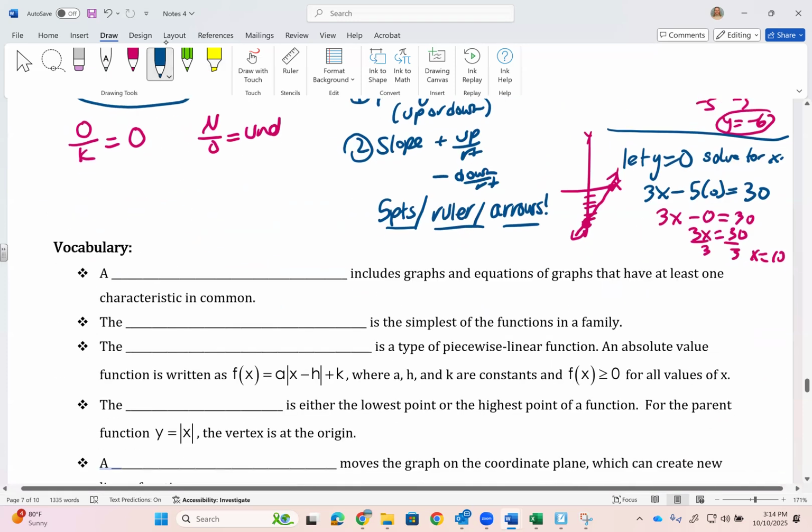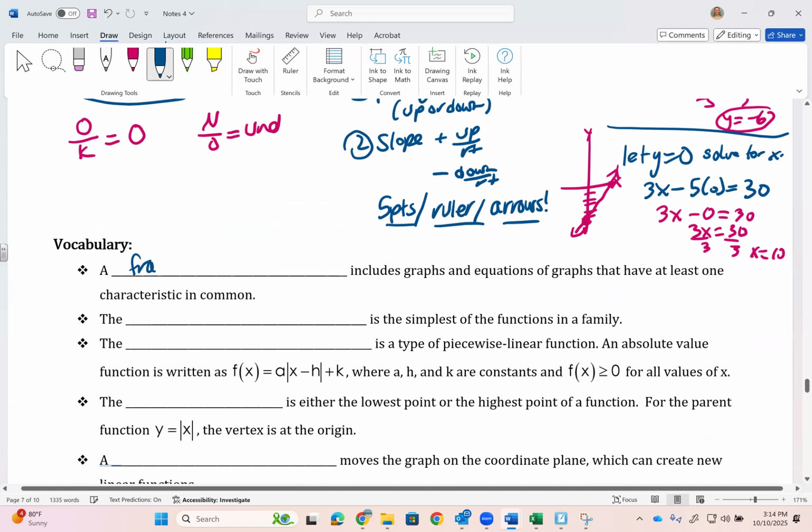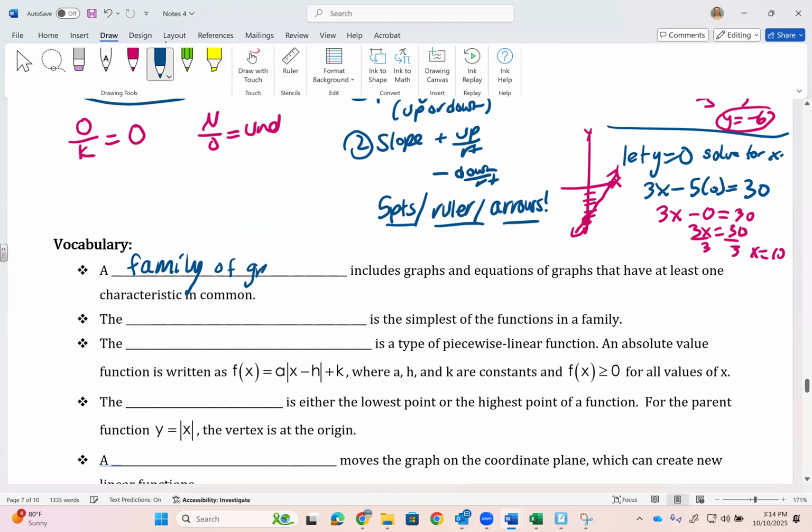Our vocabulary. We have a family, spelled family, that's silly, of graphs. Okay, a family of graphs includes graphs of equations that have at least one characteristic in common. So for example, lines. Lines are a family. They have the same straight shape. There are parabolas, like U-shaped graphs. There are circles. There are ellipses, like an oval. There are different shapes of graphs. There are V-shaped graphs. That's what we're going to do today.